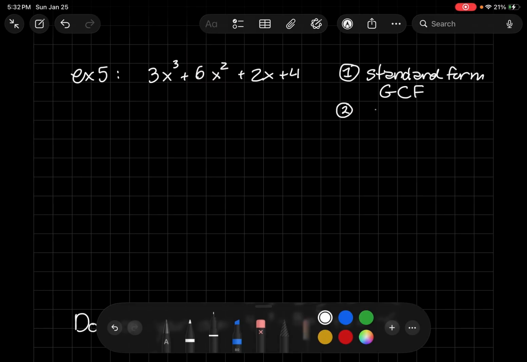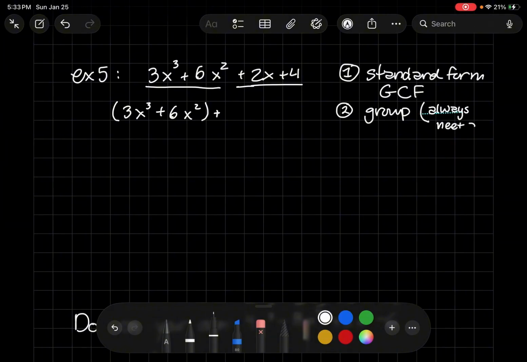This is our second step, group. We are going to take our first 2 terms. That is going to be 3x cubed plus 6x squared, and our last 2 terms, 2x plus 4. Remember, we always need a plus between our parentheses. All right, 2x plus 4.